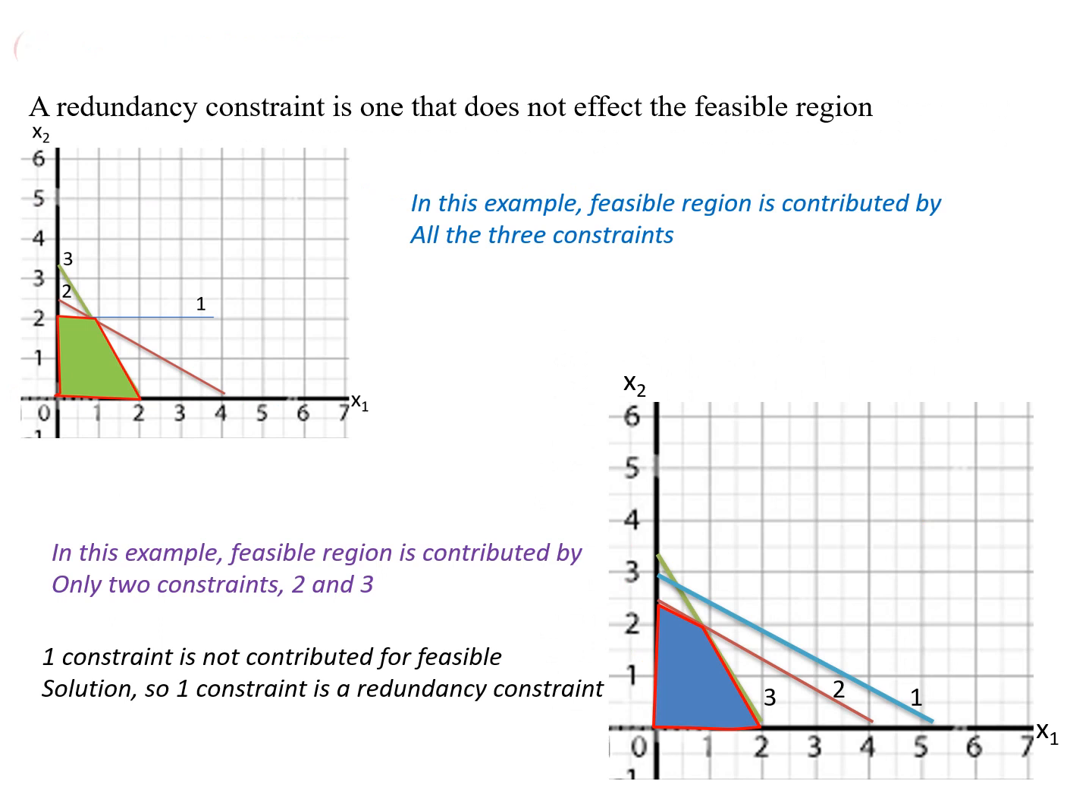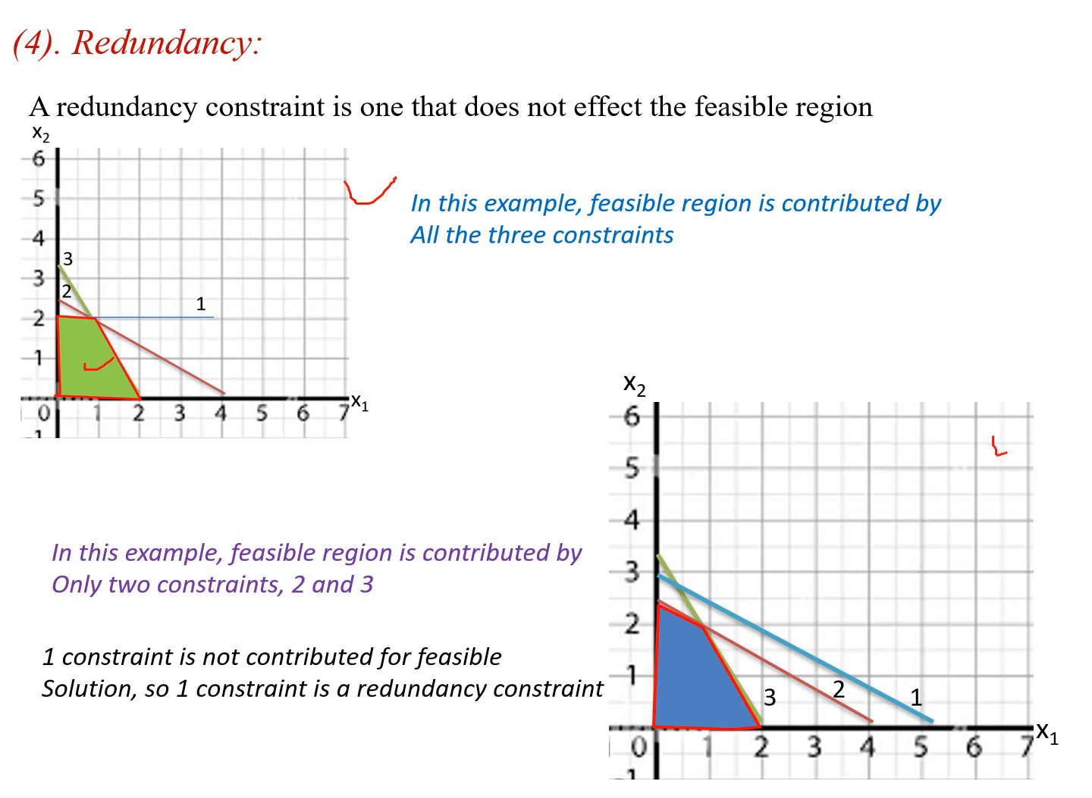Next, another special case is redundancy. A redundant constraint is one that does not affect the feasible region. We will explain this with one example problem. See in this example, this is the feasible region. We observe that all three constraints contribute to the feasible region.